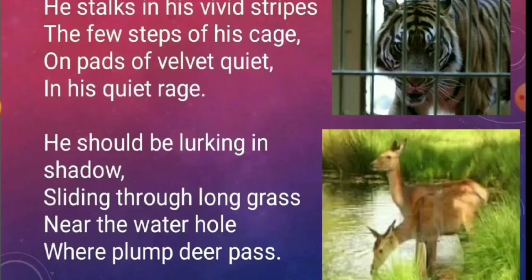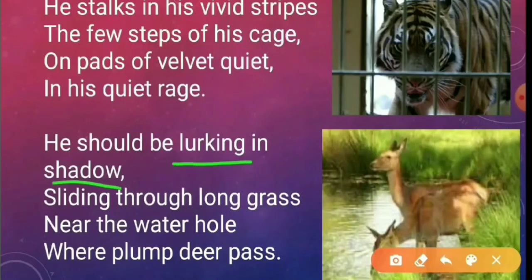And next poetic device, you can imagine, you can visualize that by reading this line, he should be lurking in shadow. You can imagine that the tiger is hiding himself behind the grass and you can imagine that scene, and this is known as imagery, lurking in the shadow. Here the line shows imagery, means you can visualize this thing, that image comes to your mind. So this is about the poetic devices in the second stanza.